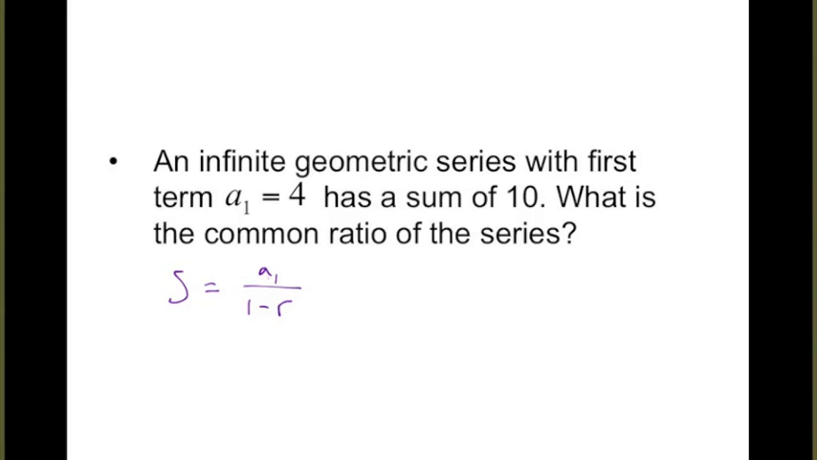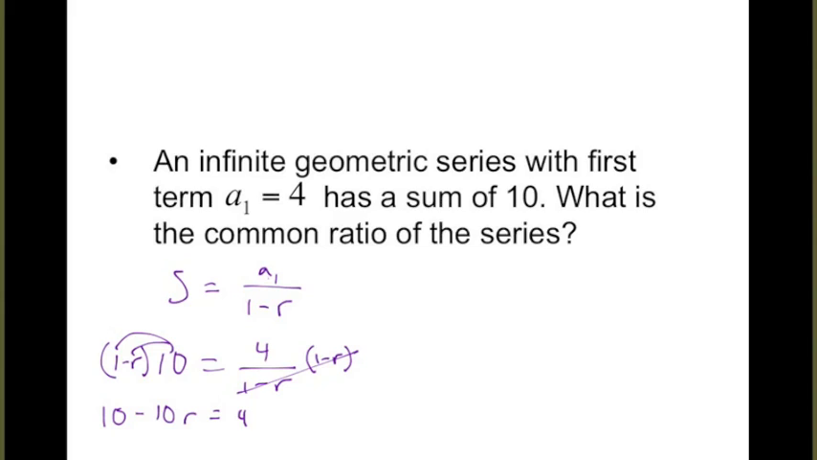We are told that A sub 1 is 4, so we can plug that in its spot. And we're told the sum is 10, so we can plug that in the spot for S. And then we need to solve this equation for R. To do that, I'm going to multiply both sides by 1 minus R. I'm going to distribute the 10 over there. Subtract 10 from both sides.